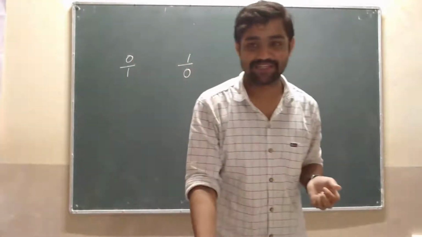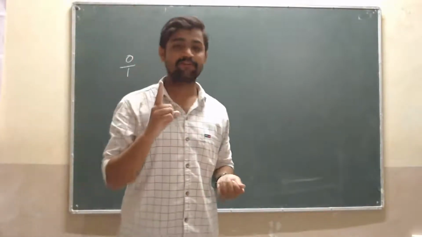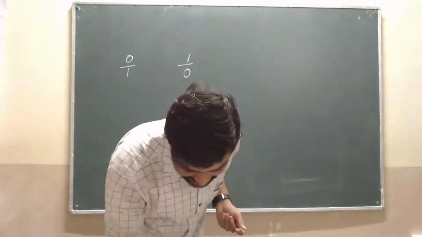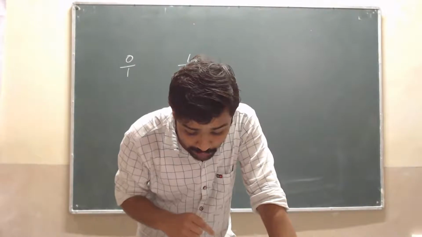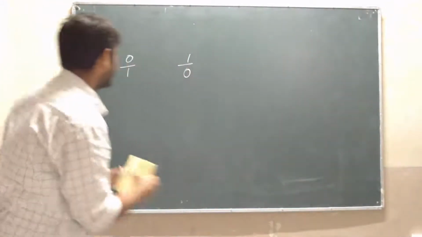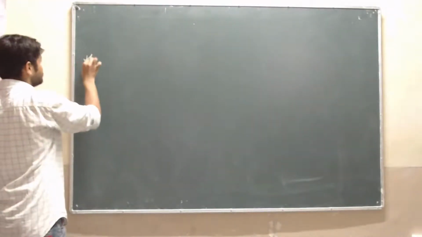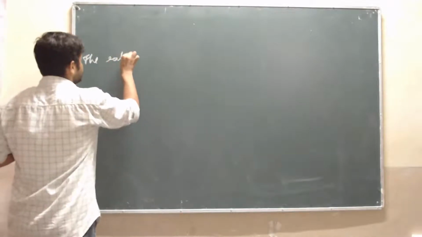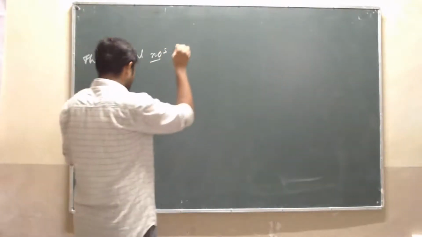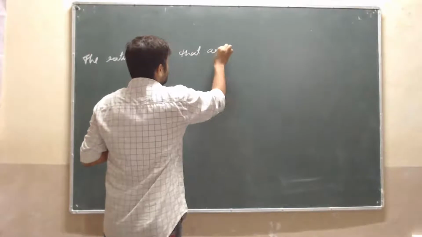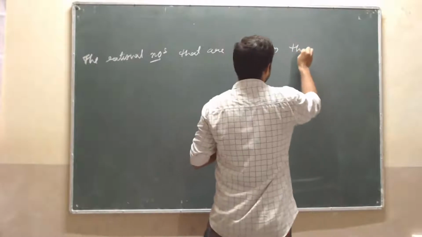Okay, move to the next question. Very good, many of them are giving the correct answer. 0 is the rational number which does not have the reciprocal. The second question we have is: the rational numbers that are equal to their reciprocals. I'll write it here: the rational numbers that are equal to the reciprocal.